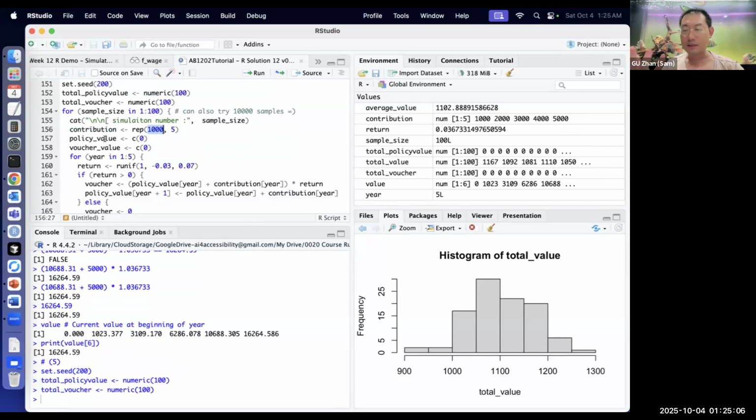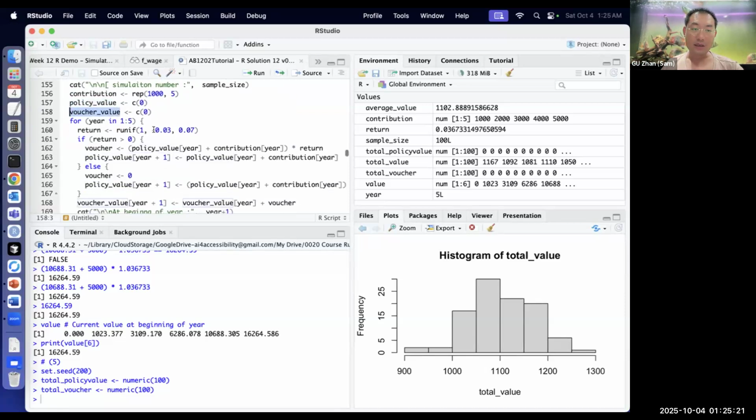Then extract the total policy value, your principal value at the beginning of the 6th year, and the total vouchers. Now it starts to run, and there's your return. Policy year plus contribution year is your voucher times return. If that year's return is greater than 0, then you are getting some vouchers. The voucher is the total value that you are having, and this year's contribution, then times the return. So this is your total voucher.